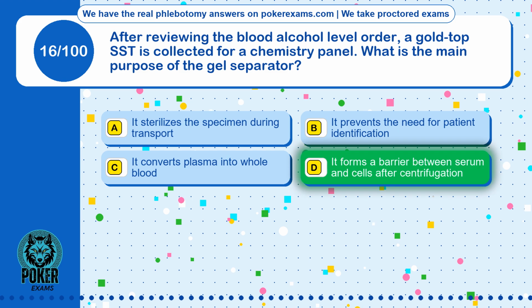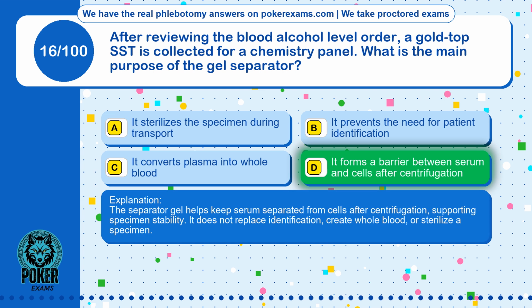The correct answer is option D. It forms a barrier between serum and cells after centrifugation. The separator gel helps keep serum separated from cells after centrifugation, supporting specimen stability. It does not replace identification, create whole blood, or sterilize a specimen.